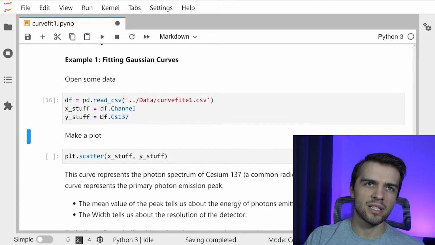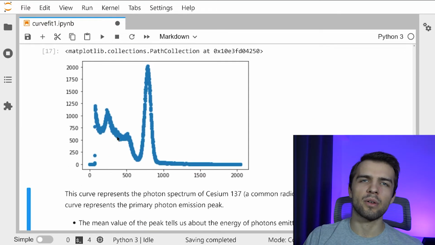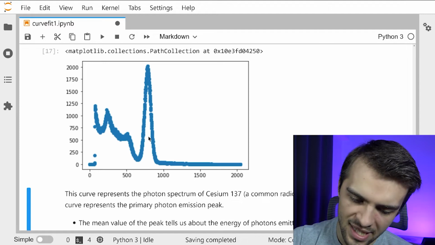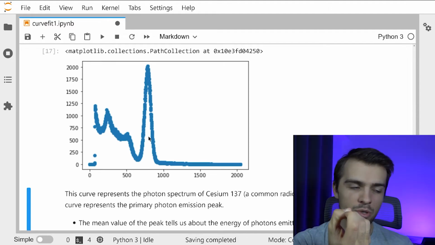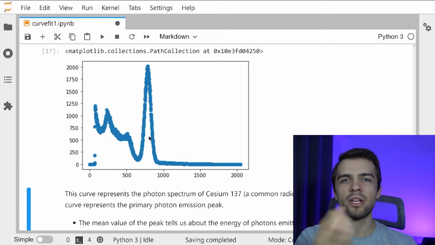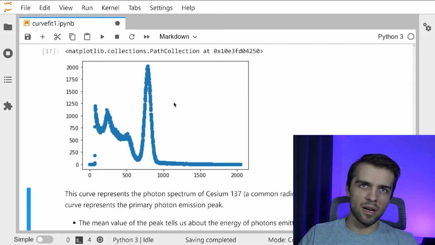So here I have X stuff and Y stuff. This is just some data. And I can make a plot here. And you might be wondering what the heck this is. Well, this is the spectrum of energies. If I take a sample of cesium-137, which is a radioactive substance, and I'm looking at the photon energies from a detector, this is the spectrum of energies here.